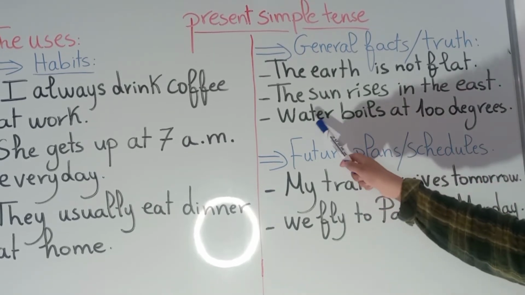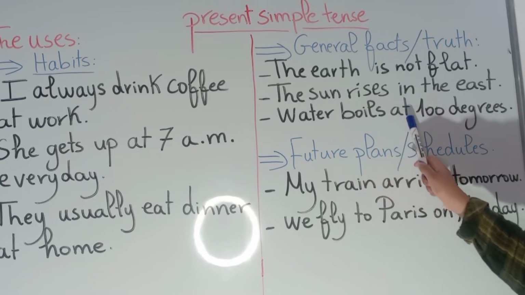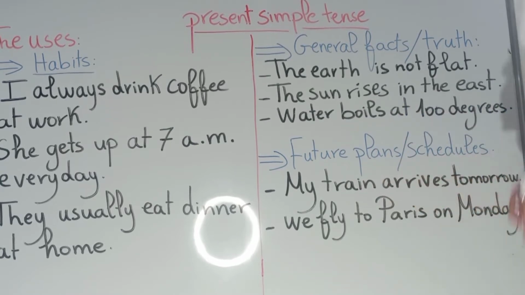And the last one, water boils at 100 degrees. Of course, again, it doesn't freeze. It boils at 100 degrees. Everything is clear now? Okay. Let's move on to the last use.